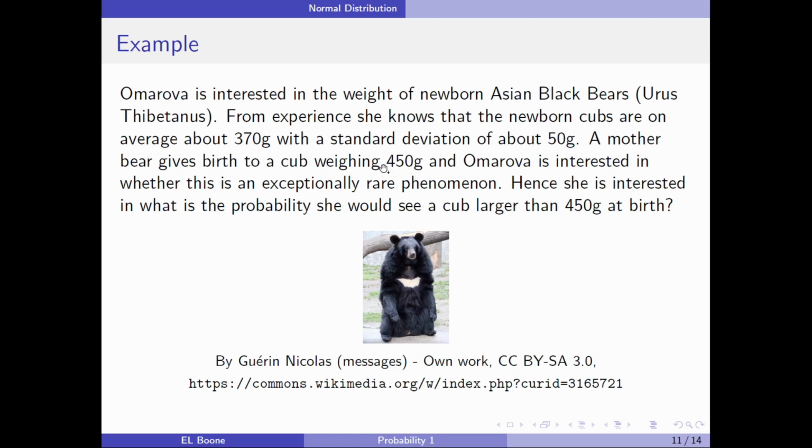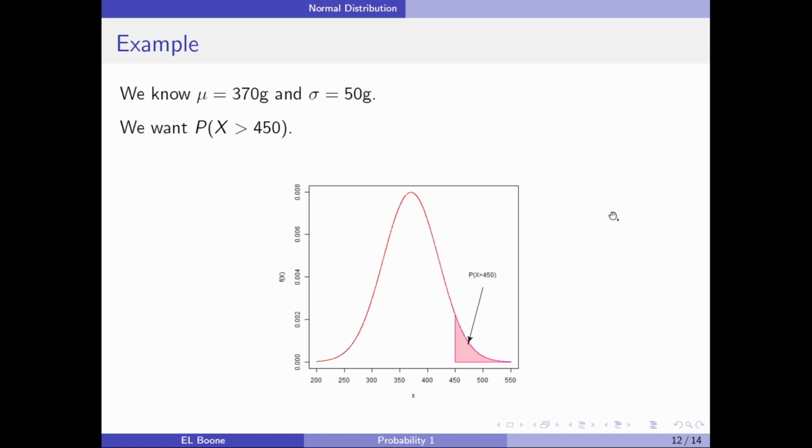So a mother gives birth to a cub weighing about 450 grams, and Amarova is interested in whether or not this is an exceptionally rare phenomenon. Is this uncommon or is this common? Hence, she is interested, what is the probability she would see a cub larger than 450 grams? So here's basically what we know. We know mu is equal to 370, sigma is equal to 50, because it was represented as a standard deviation. So we want to know the probability that x is greater than 450.